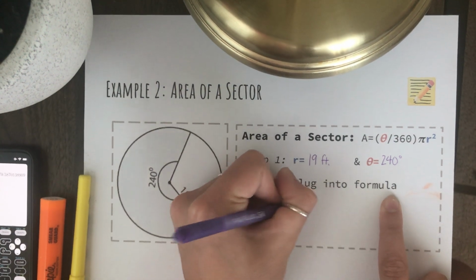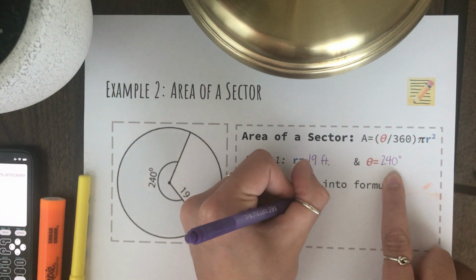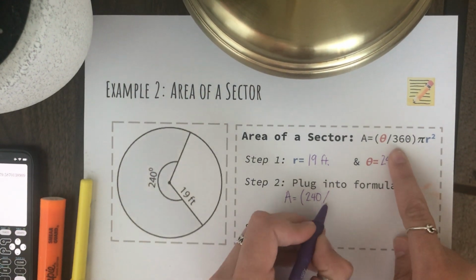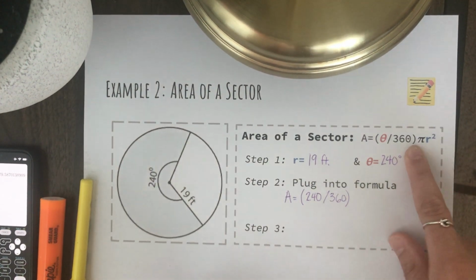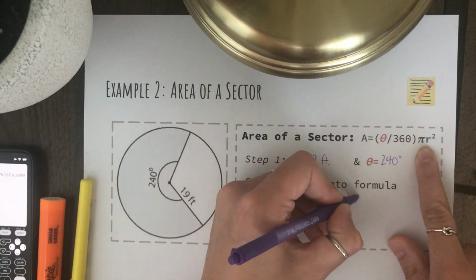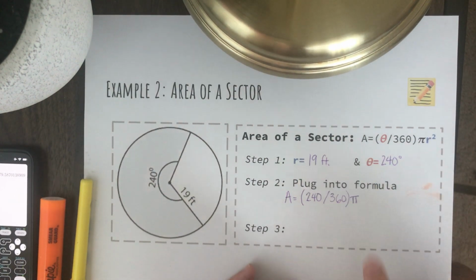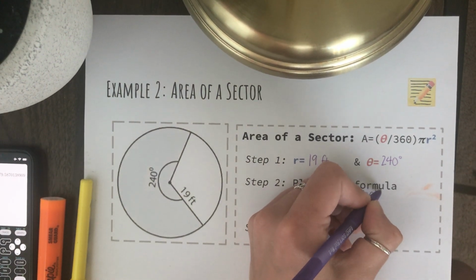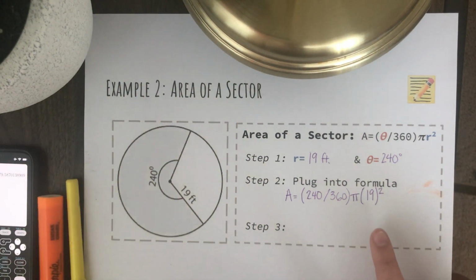I'm going to write A equals theta, which is 240, divided by 360, close. Next is pi. And then it's going to be r squared, and my r is 19. So I'm going to go ahead and open a parenthesis and put 19 squared. Okay? And I'm going to show you guys how to type that into the calculator.